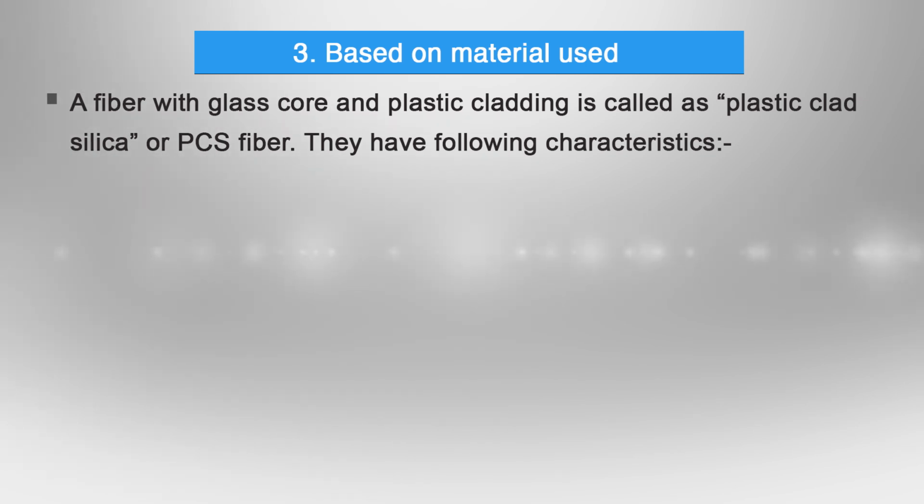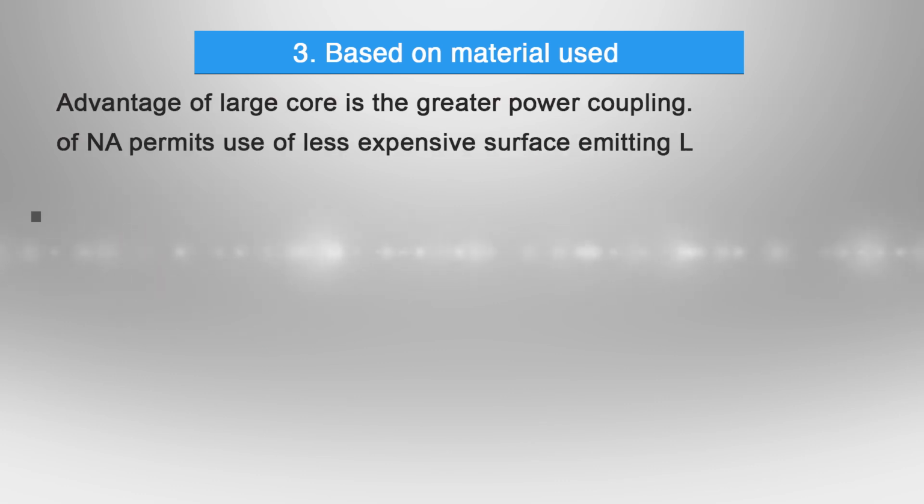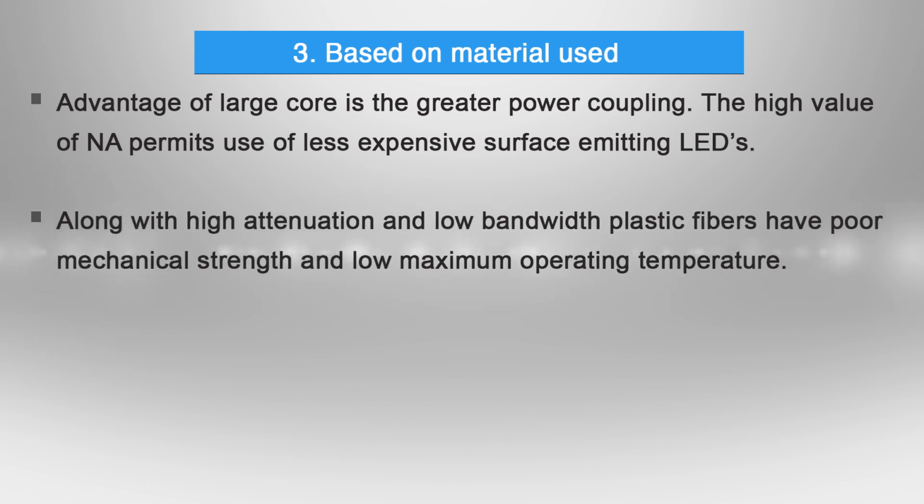They have the following characteristics: high numerical aperture, large core diameter, high attenuation along with low bandwidth. An advantage of large core is the greater power coupling. The high value of numerical aperture permits use of less expensive surface emitting LEDs. Along with high attenuation and low bandwidth, plastic fibers have poor mechanical strength and low maximum operating temperature.